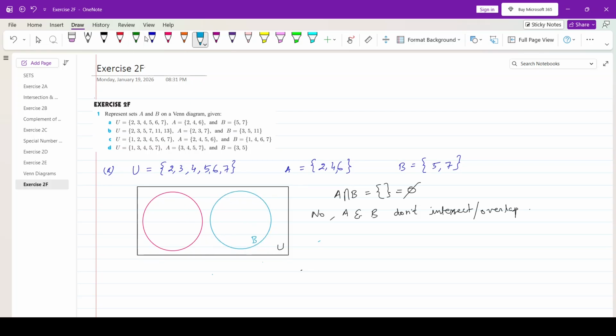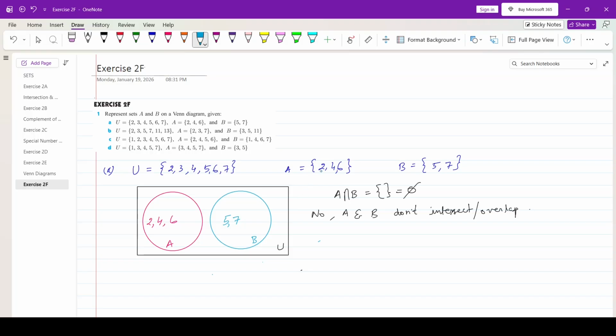So this is B, this is A. Now the elements of A are 2, 4 and 6. The elements of B are 5 and 7.